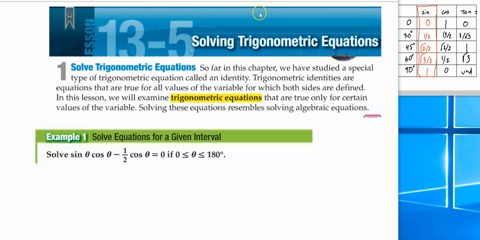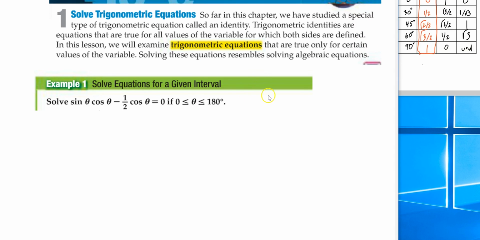13.5, solving trigonometric equations. What we're going to do here is solve trig equations, and to do that, the main thing I know is your unit circle. I have the table set up right there. I'm going to use triangles. We need a unit circle. And what we're going to do is solve trig equations.